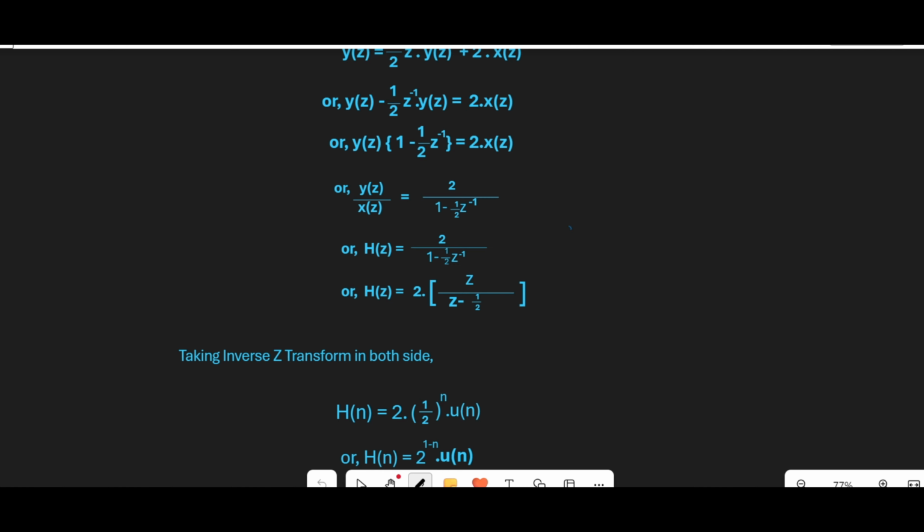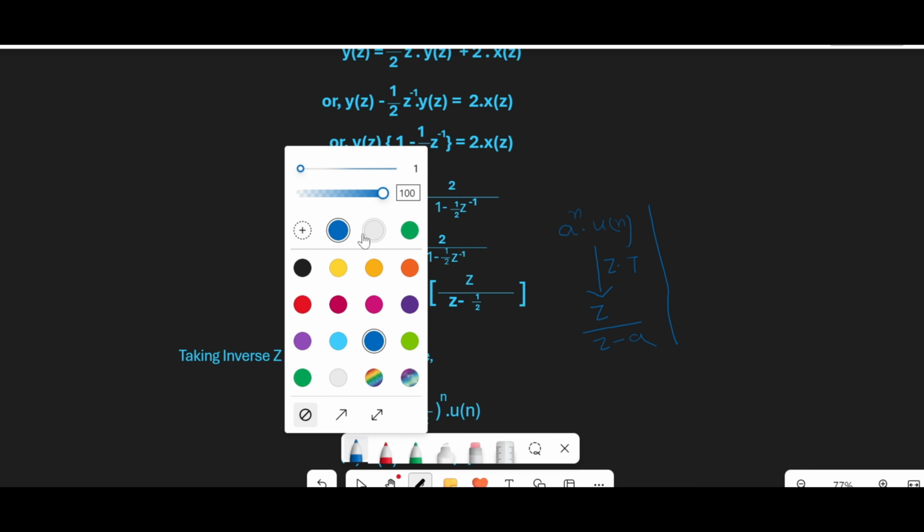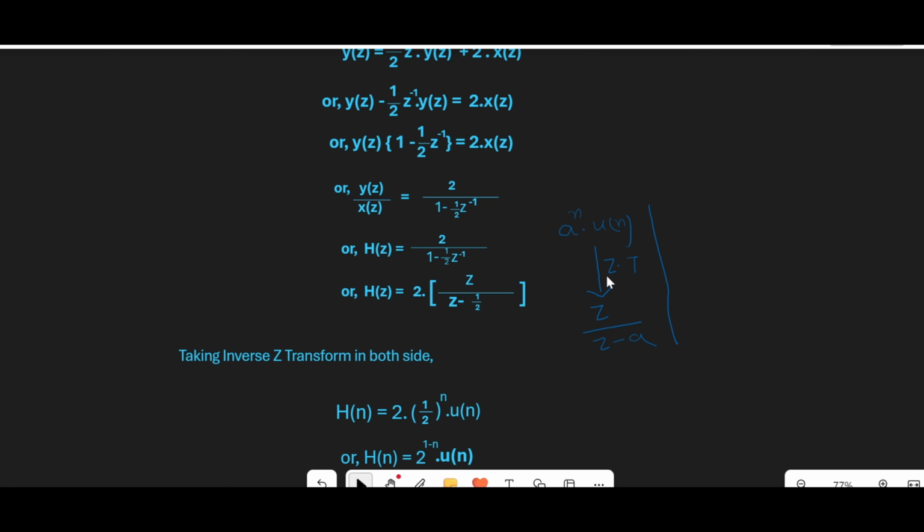We know that for a to the power n into u[n], the z transform is z divided by z minus a, and if we take the inverse z transform, we can find the previous function. If a equal to half, then the z transform is z by z minus half.